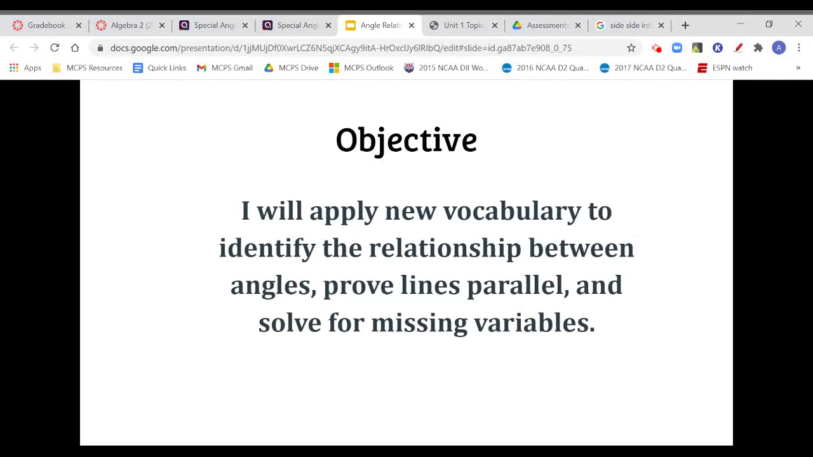We talked about different angle relationships between angles that are either congruent, supplementary, or complementary. And we also identified language such as same side interior, exterior, corresponding. And so we used that vocabulary to determine relationships. We proved lines parallel using those angle relationships. And then we also solved for missing variables. So it was also a good algebra review. So we have completed the objective. So you guys should be good to go.